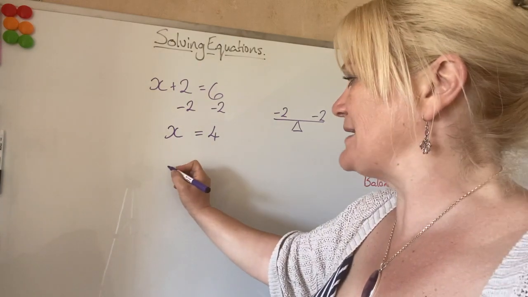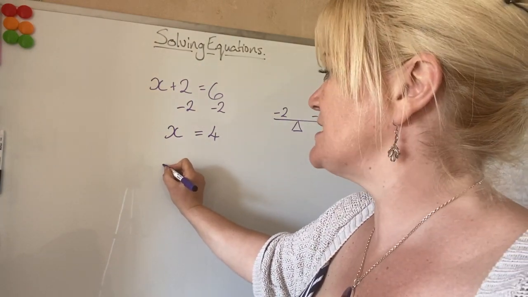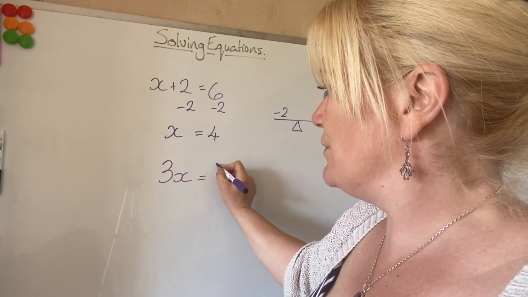Let's have one more practice of a single step equation, but a different type this time. This time let's have 3 lots of x is equal to 12.